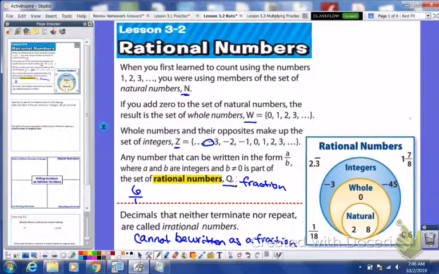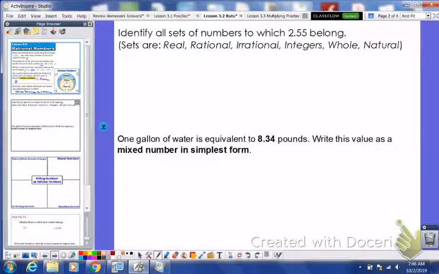So let's do an example of classifying. We want to identify all sets of numbers to which 2.55 belongs. And you're given real, rational, irrational, integer, whole, or natural. Okay, so 2.55. As soon as I see that decimal, I know it cannot be natural, it cannot be whole, and it cannot be an integer, because these cannot be decimals or fractions.